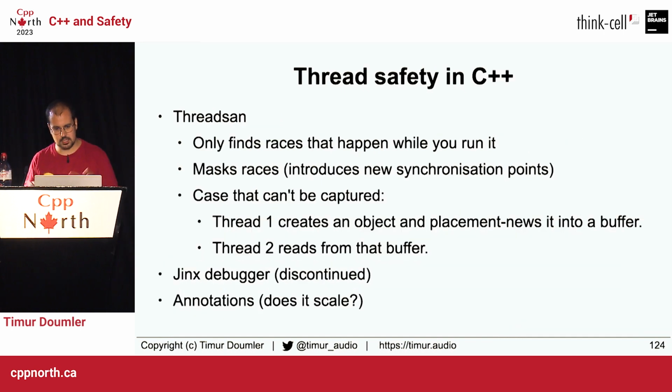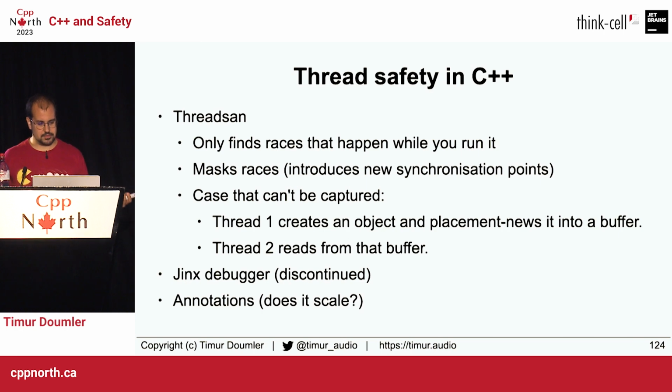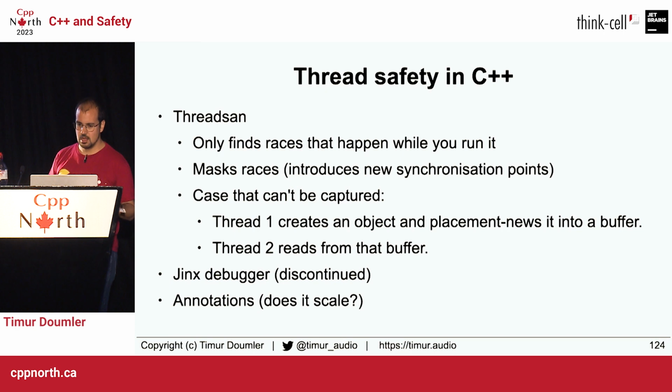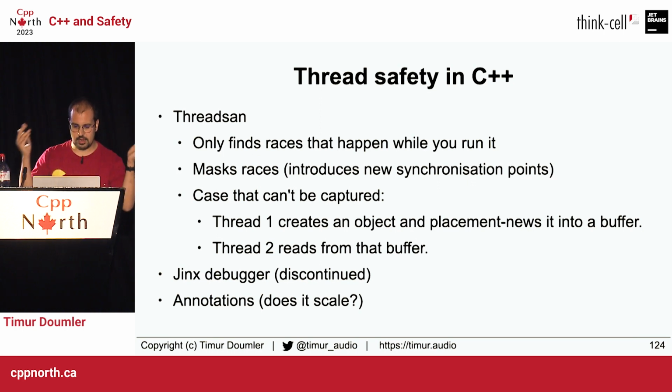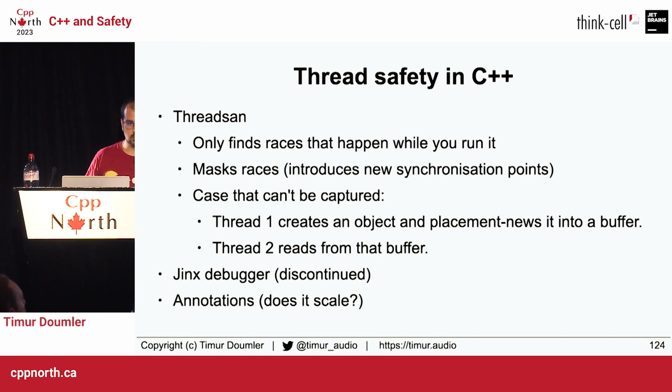What can we do? Well, there's a bunch of tools, right? There's threadsan, which is good, but it only finds the races that actually happen when you run it. It can't find all the races. And it masks races because it actually introduces new synchronization points. So it's good, but doesn't find everything. There's cases, anything that involves some kind of side channel, right? Where one thread creates an object and placement news into a buffer, and then another thread reads from that buffer. threadsan probably is not going to be able to diagnose that.